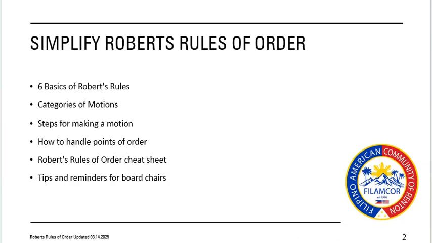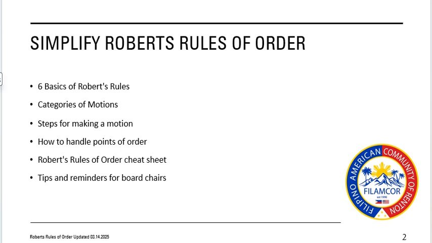Simplify Robert's Rules of Order. Six basics of Robert's Rules. Categories of motions. Steps for making a motion. How to handle points of order. Robert's Rules of Order cheat sheet. Tips and reminders for board chairs.